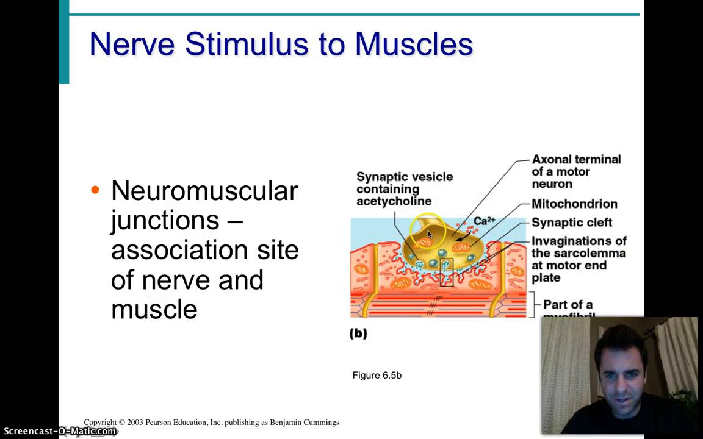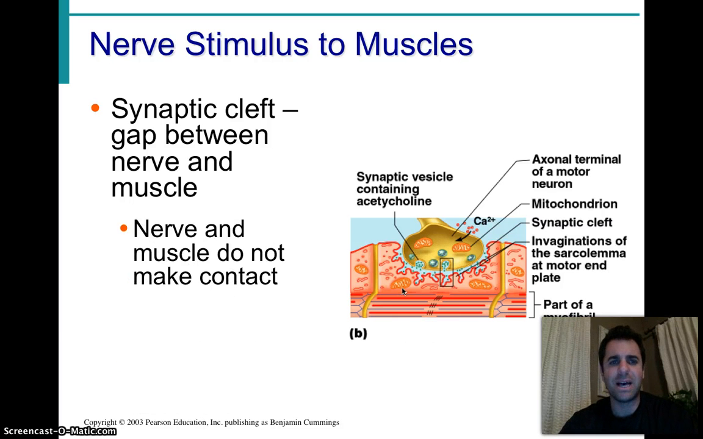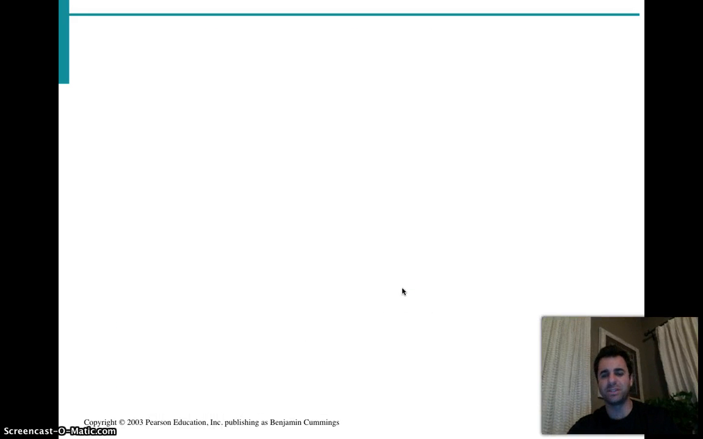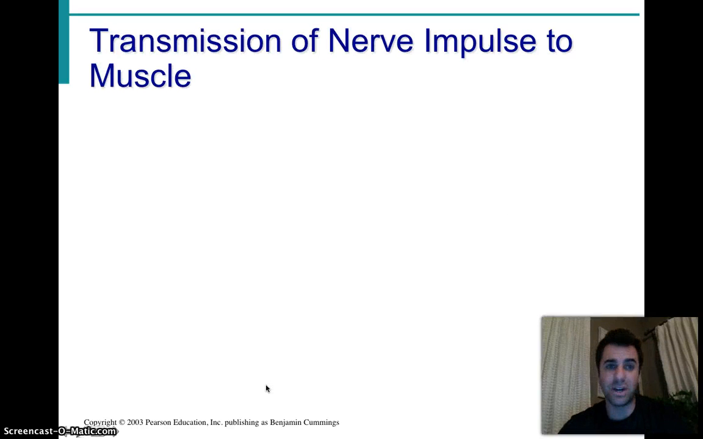So here you see the end of the neuron, and here's the muscle. Here you see these T tubules that I mentioned, and here you see the myosin and actin part within a sarcomere, within a myofibril, and then you can see other things within cells like mitochondria and so on. So the synaptic cleft or synapse is the gap between the nerve and the muscle. They actually don't physically touch. There's a little bit of a space, and that space is filled with interstitial fluid, and that fluid is going to enable things to pass across.